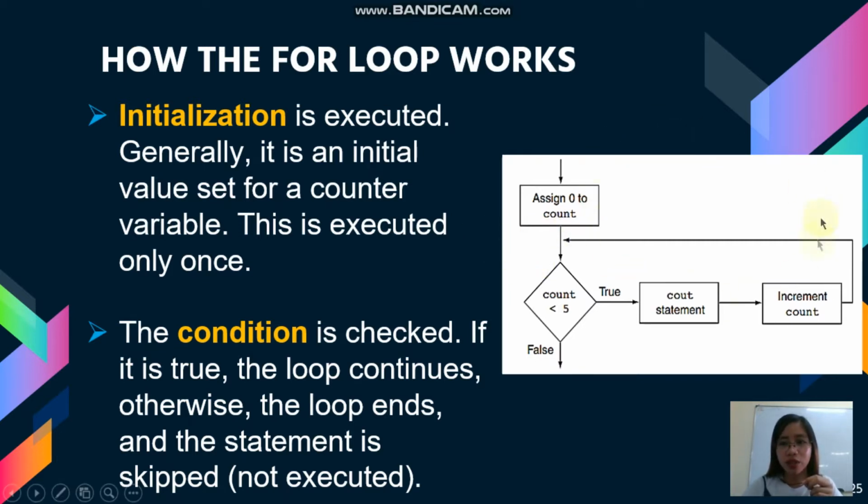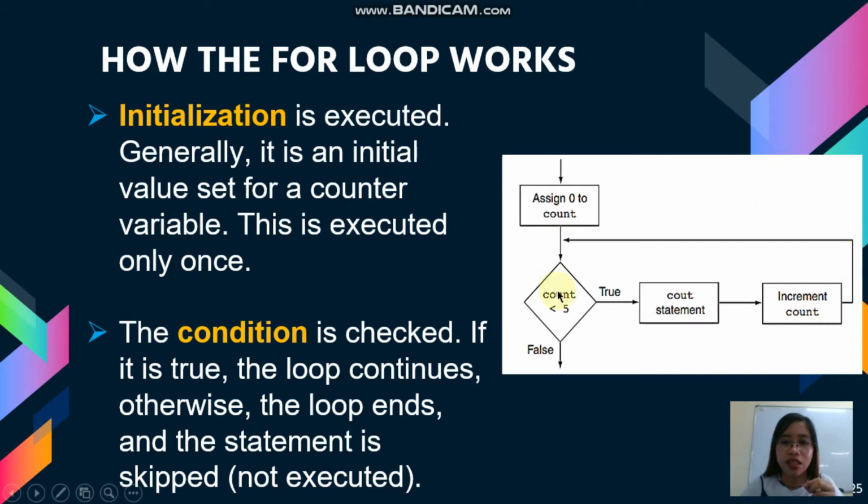So, this is a flow chart for the for loop. So, first, no, we have to initialize value. Now, assign 0 to count. For example, your variable is count. Now, you have to assign the value 0 to count. Then, test the condition. No, is 0 less than 5? So, if it is true, display ng statement. And increment. No, i-update natin yung count. Count is not 0 anymore. No, it is now 1.